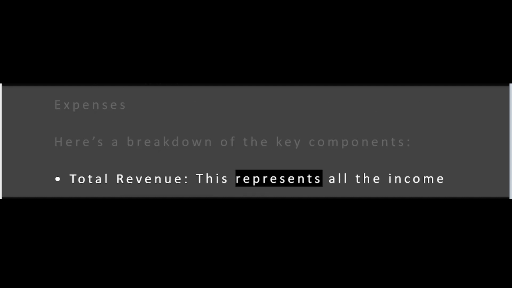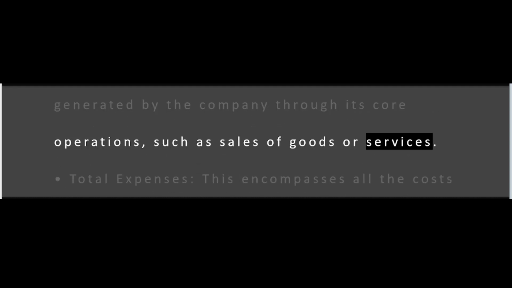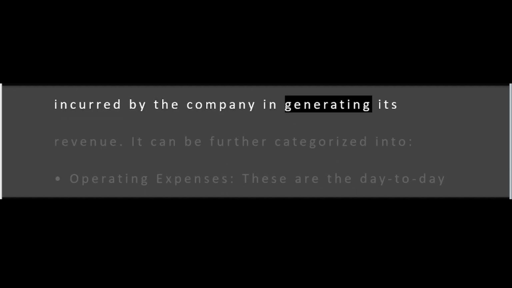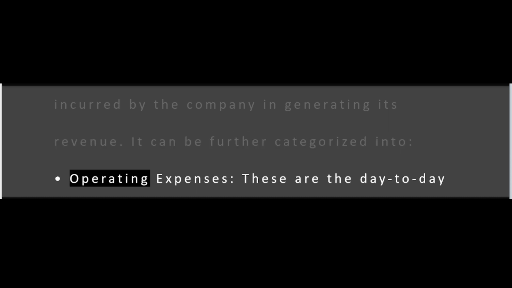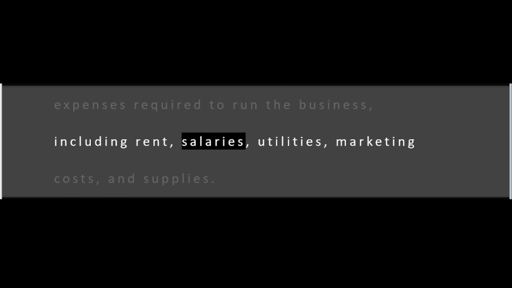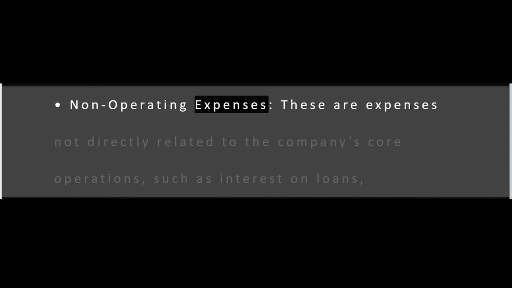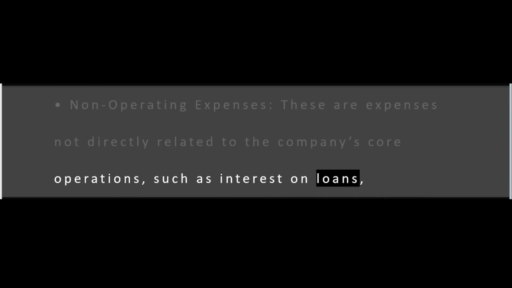Total revenue. This represents all the income generated by the company through its core operations, such as sales of goods or services. Total expenses. This encompasses all the costs incurred by the company in generating its revenue. It can be further categorized into operating expenses. These are the day-to-day expenses required to run the business, including rent, salaries, utilities, marketing costs, and supplies. Non-operating expenses. These are expenses not directly related to the company's core operations, such as interest on loans, investment losses, or one-time charges.